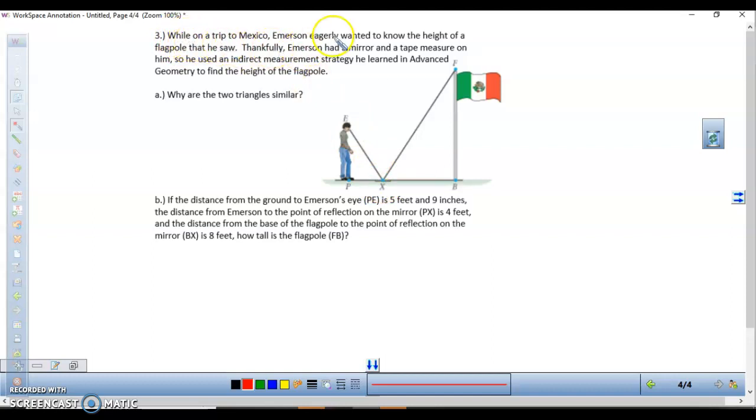So on a trip to Mexico, Emerson eagerly wanted to know the height of this flagpole. He was dying to know its height. Thankfully, he always brings with him a mirror and a tape measure, so he could use an indirect measurement strategy he learned in advanced geometry to find the height.